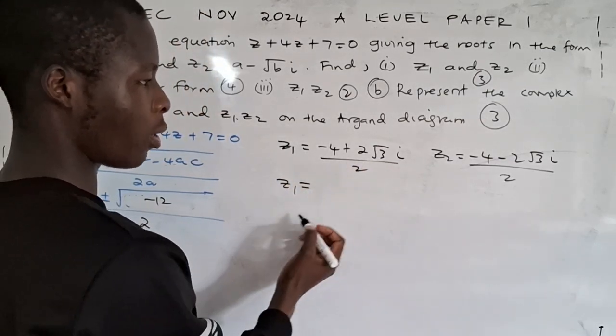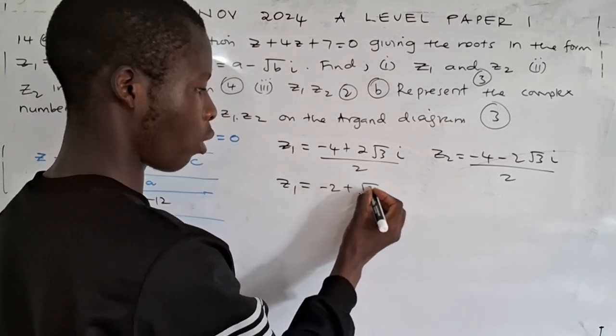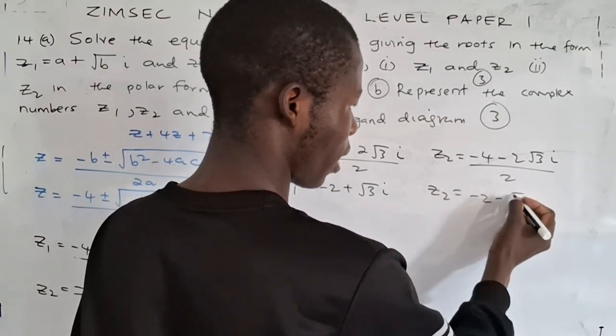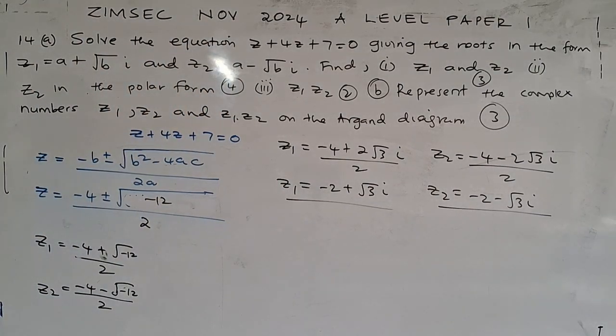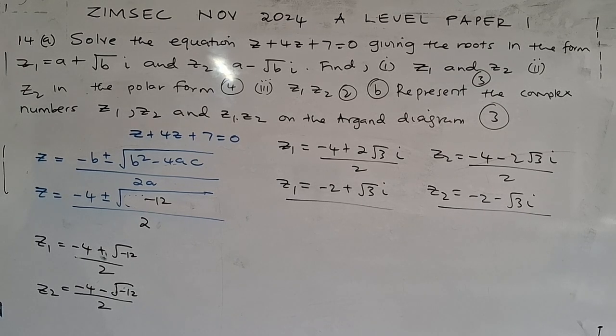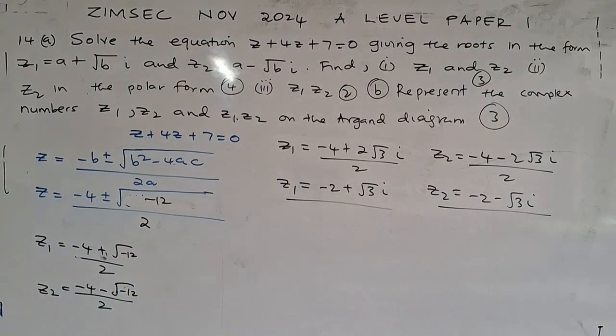So z1 is equal to negative 2 plus root 3i. z2 is equal to negative 2 minus root 3i. So this is z1 and this is z2. This is the final answer. Okay, let me check. This is 1, this is 4, this is 7. Yes, negative 2 plus root 3i and negative 2 minus root 3i. Okay, let's move on to the next part.